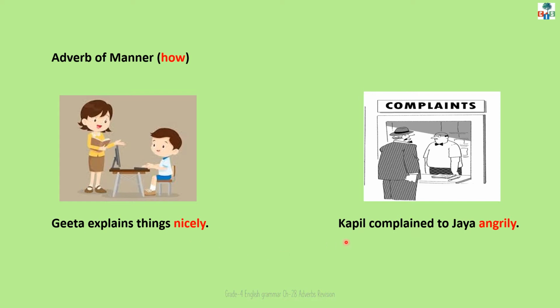Next example. Kapil complained to Jaya angrily. Now ask the question with how. How did Kapil complain to Jaya? Kapil complained to Jaya angrily. So angrily is an adverb of manner in this sentence. So children, to identify an adverb of manner in a sentence, ask the question with how. Some examples of adverbs of manner are happily, melodiously, gracefully, sadly, easily, etc.